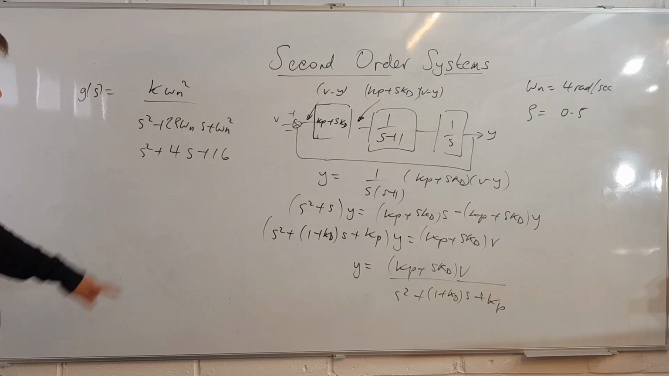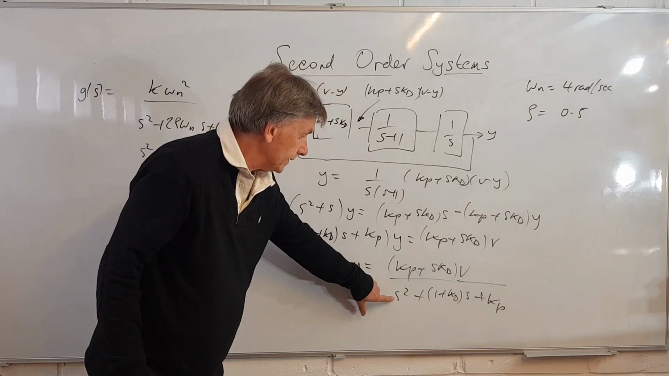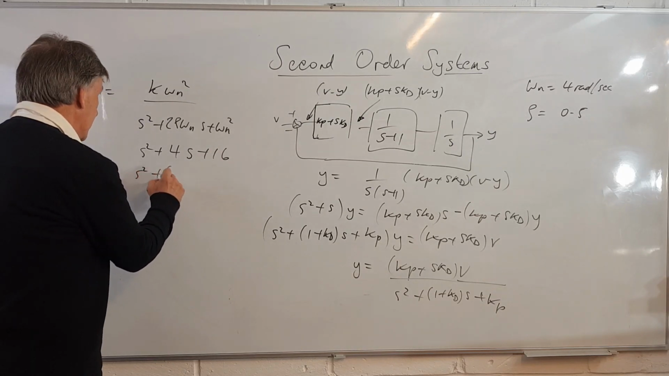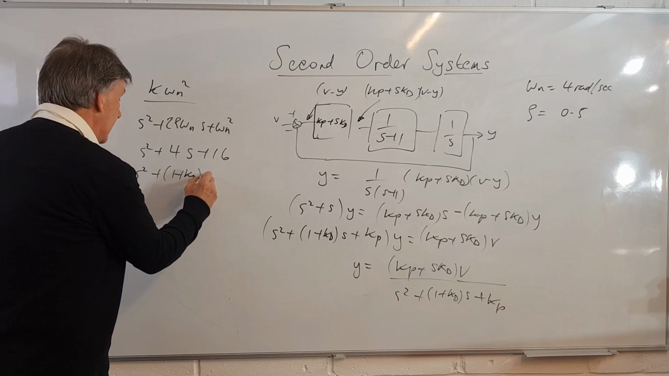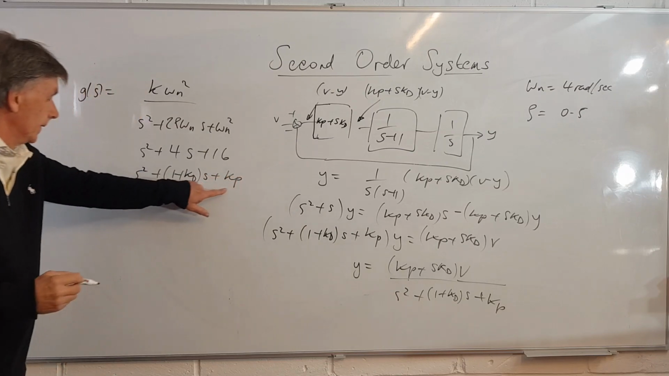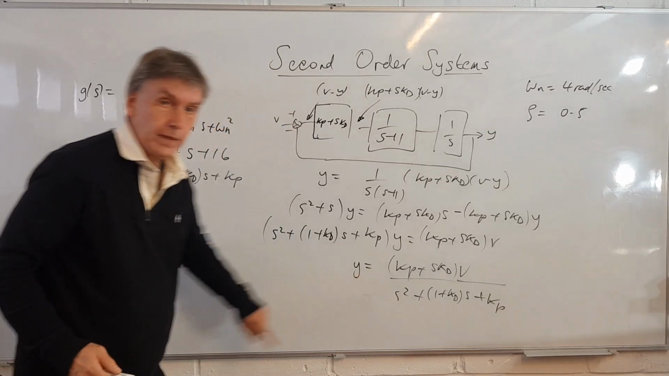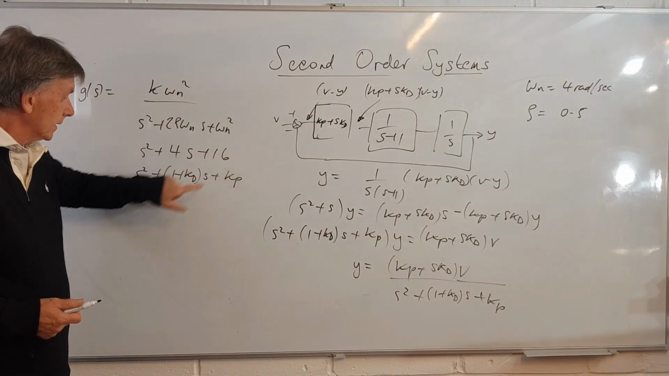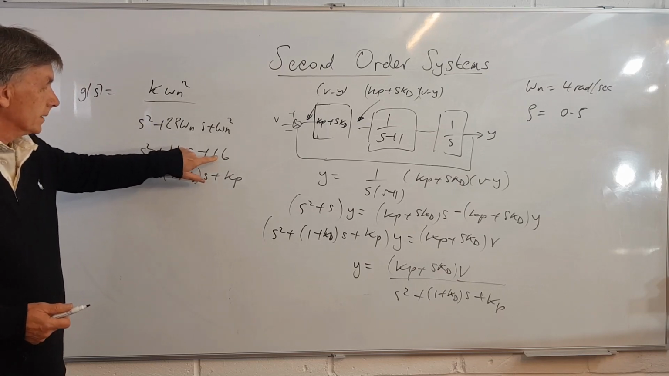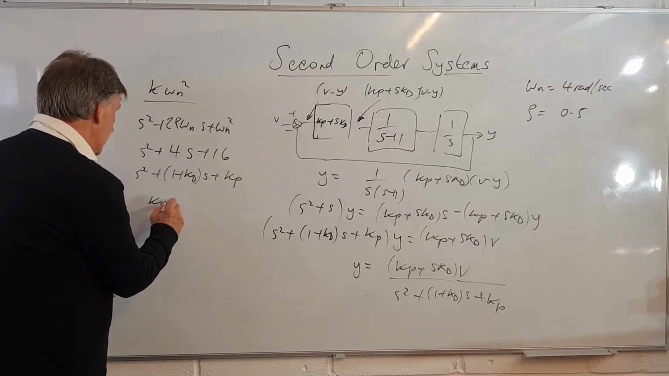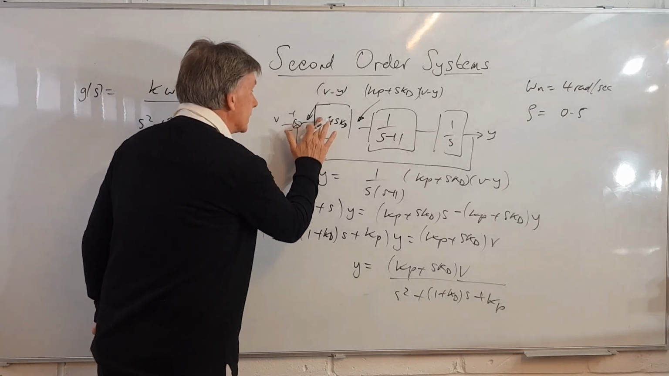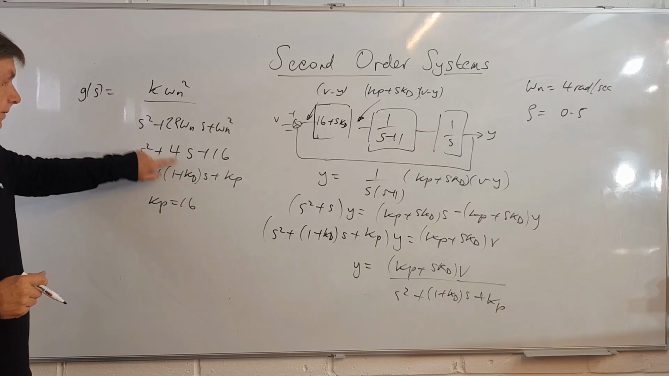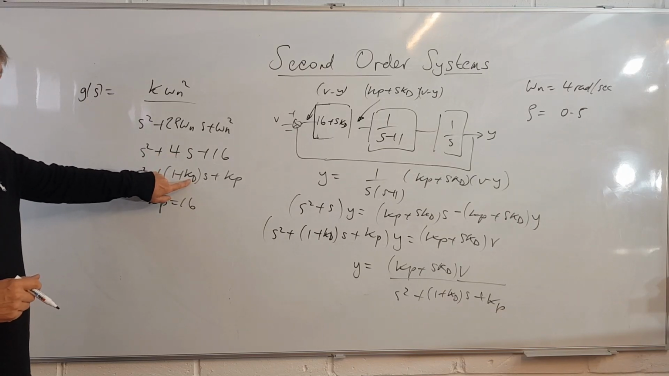Now, we know that this expression here has to be the same as this one here. So the expression s squared plus 1 plus Kd s plus Kp, this one has come from here, and this one now has to be the same as this one. So we can see that this has to be the same as this, and this has to be the same as this. So Kp is 16, and 1 plus Kd is 4, so Kd is 3.